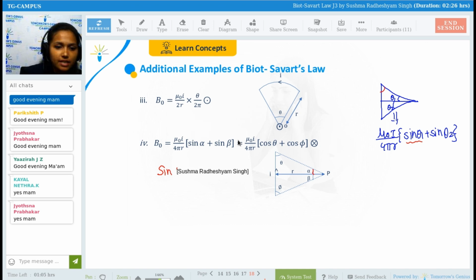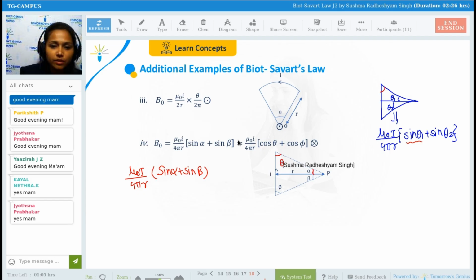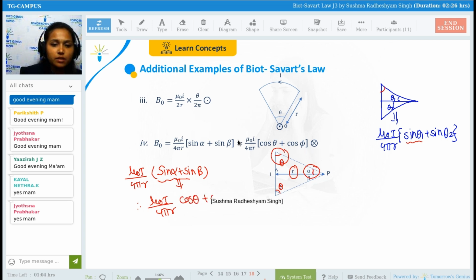So my formula will be sine alpha plus sine beta, multiplied by mu naught I over 4 pi r. Now, if I want to take one theta here and one phi here, my angle will change. So it is simply the same formula, mu naught I over 4 pi r. If we consider this angle, we write the sine term. But if we consider this angle, we write cos: cos theta plus cos phi.